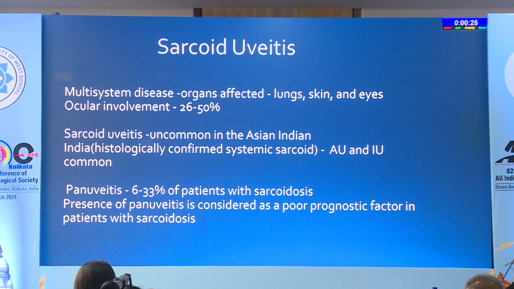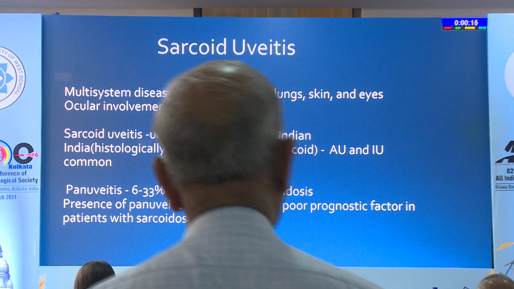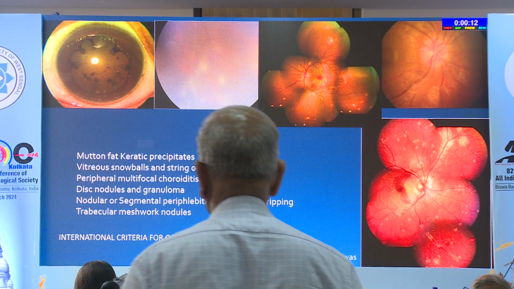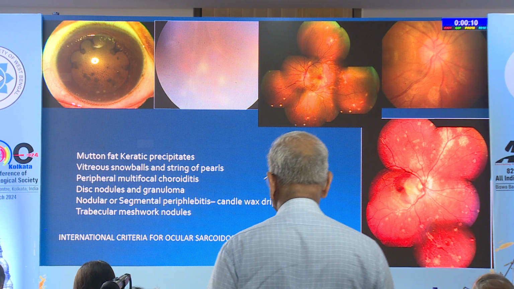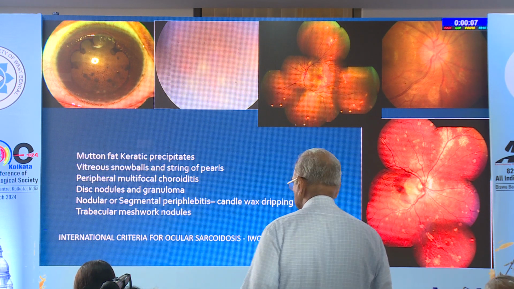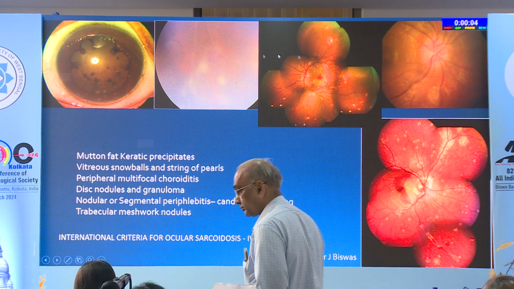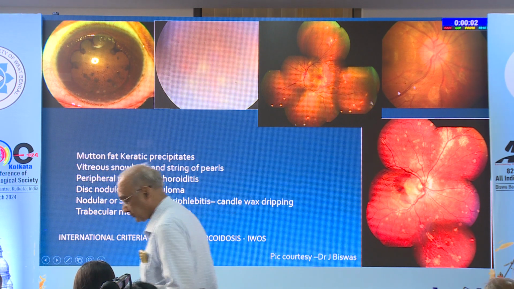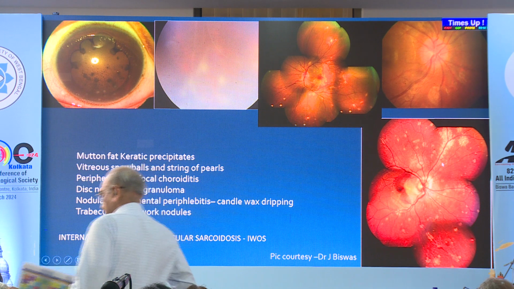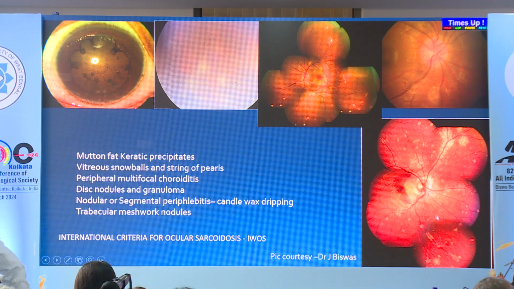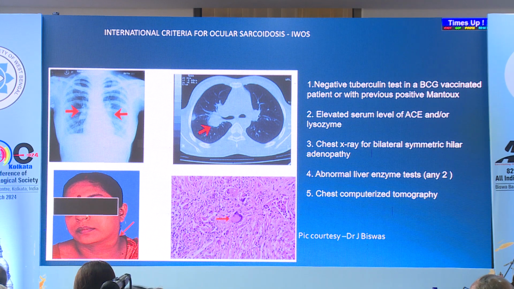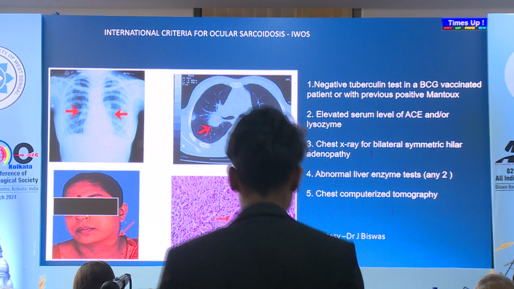Sarcoid disease is uncommon amongst the Asian Indians, but panuveitis is seen in about 6 to 33% of patients with sarcoidosis, and the presence of panuveitis is considered a poor prognostic factor in these patients. The International Workshop on Ocular Sarcoidosis defined certain criteria: the mutton fat keratic precipitates, the vitreous snowballs, the peripheral multifocal choroiditis, the disc nodules and granuloma, the nodular and segmental periphlebitis, and the candle wax drippings. And they also included the negative tuberculin test, the elevated serum ACE levels, the chest X-ray, and the abnormal CT scan.